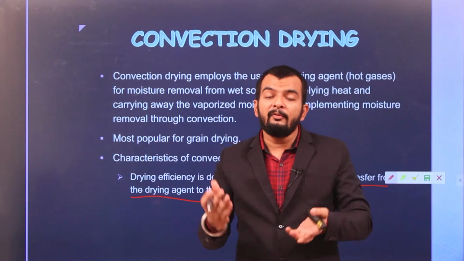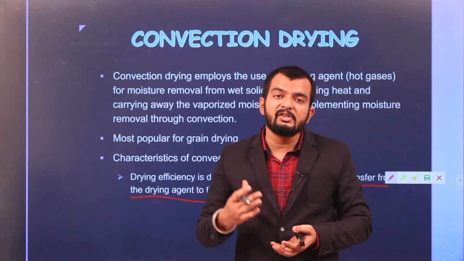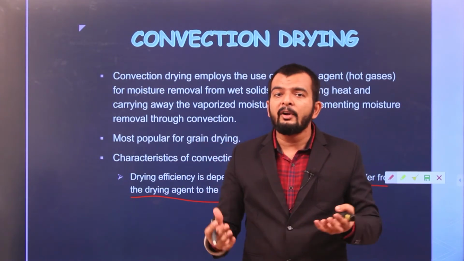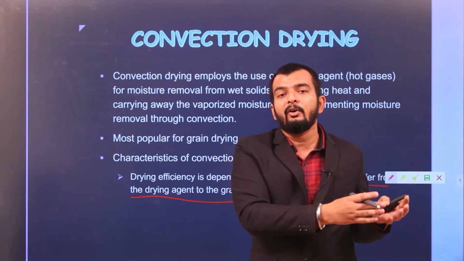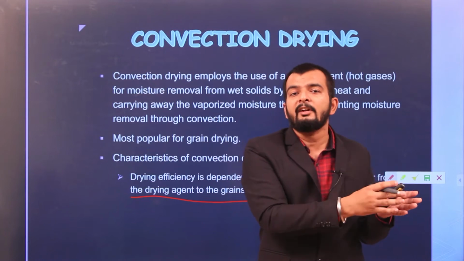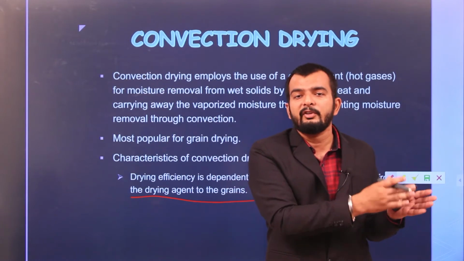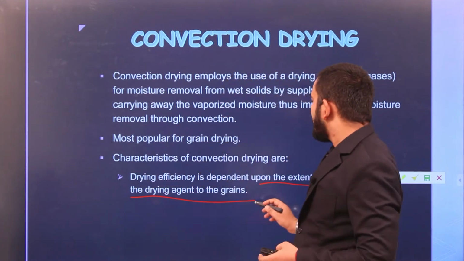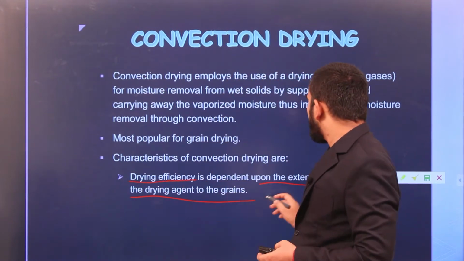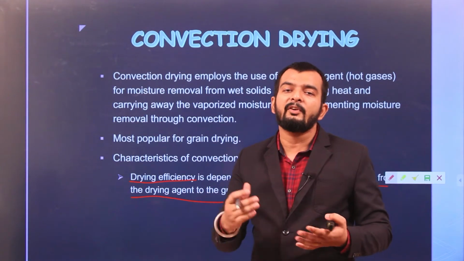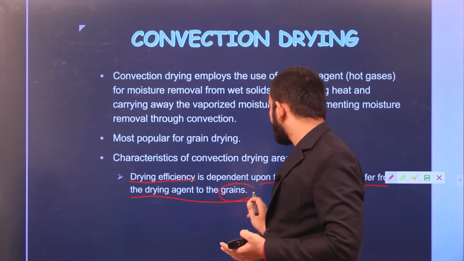Now obviously the efficiency of drying, or removal of moisture content from the grains, will be directly dependent on how much heat the drying agent or the hot gases are supplying, that is, the extent of heat transfer from this drying gas to our food grains. So the drying efficiency will depend upon the extent of heat transfer from drying gases or drying agent to our grains in this case.